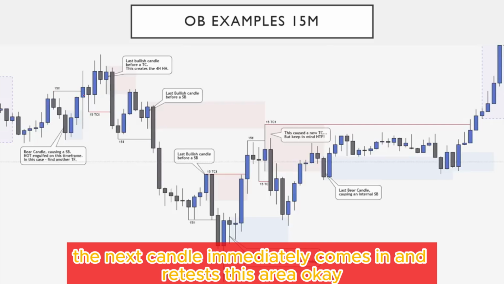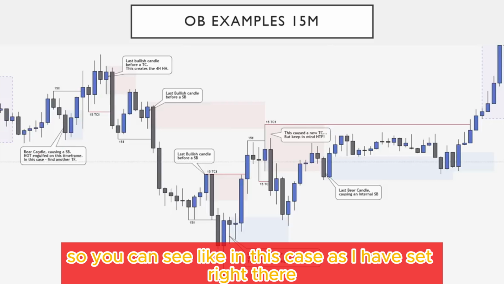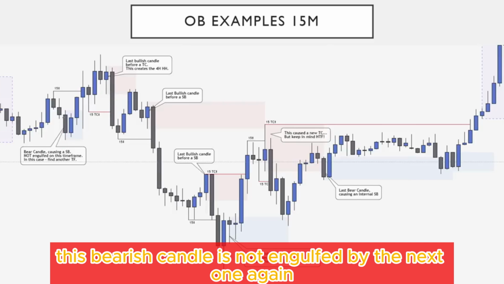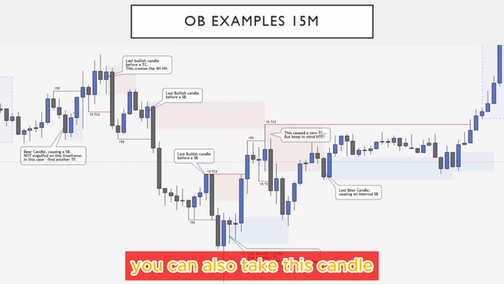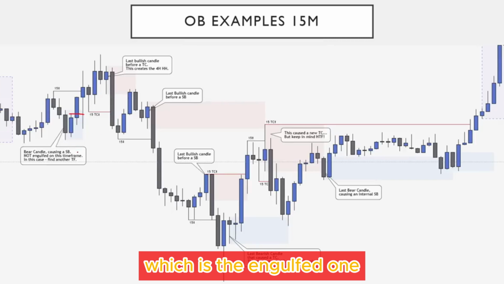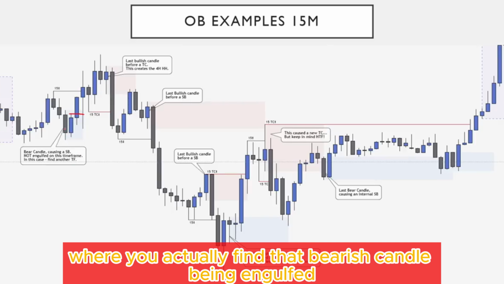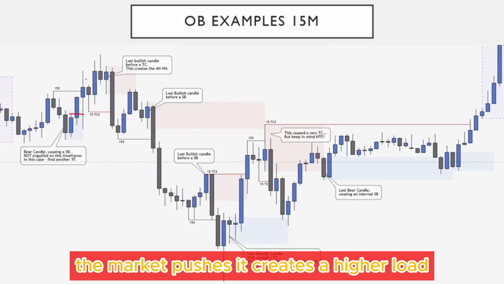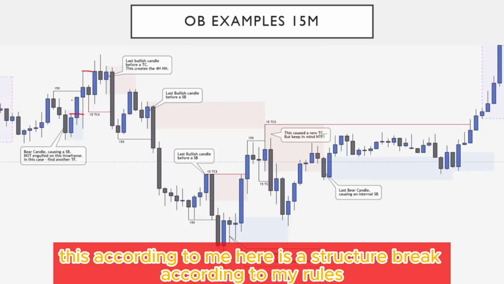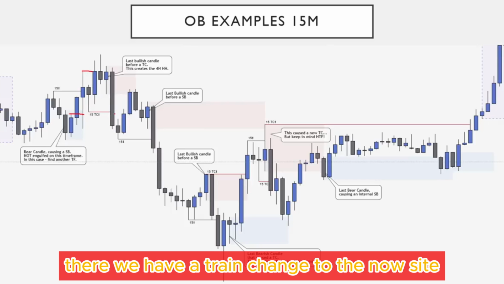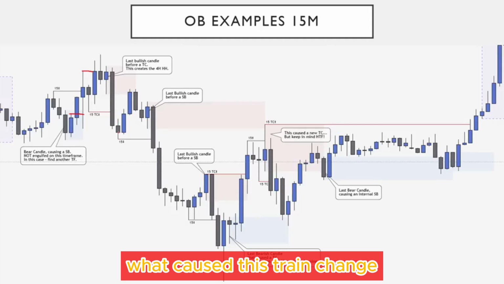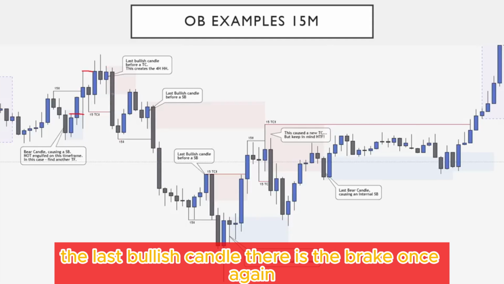You can see the next candle immediately comes in and retests this area. In this case, as I've said right there, this bearish candle is not engulfed by the next one. Again, you can make an exception. You can also take this candle, which is the engulfed one, or you can go to find another time frame where you actually find that bearish candle being engulfed. The market pushes, it creates a higher low. This, according to me, is a structure break. According to my rules, then we have a trend change to the downside. What caused this trend change? The last bullish candle. There is the break.